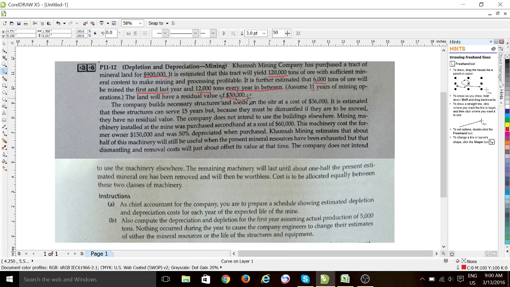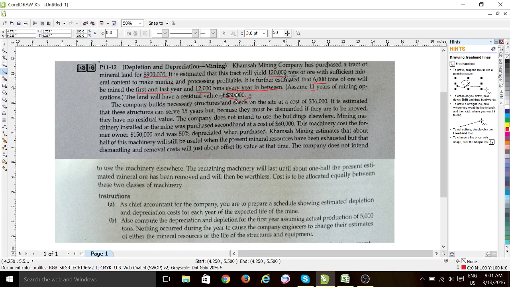Okay, so the first paragraph tells about the mineral resource. So we have 900,000 for the purchase of the mineral land, and then we have 30,000 for the residual value. So we get the depletion base of 900,000 minus 30,000, which is 870,000. So we have 870,000 of depletion base, and then it is estimated to yield 120,000 tons.